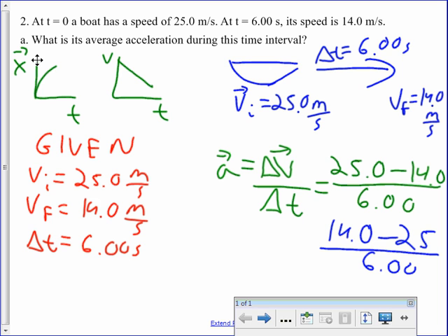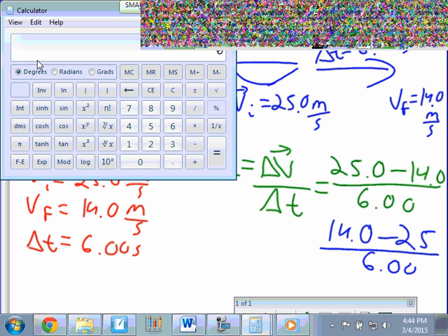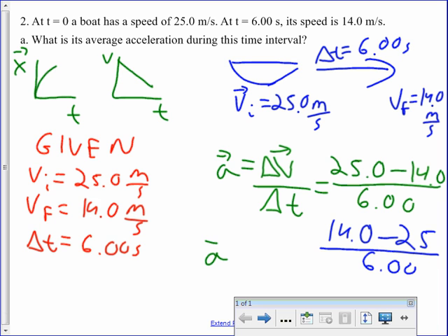Or, if you're going to do it the way I did it conceptually, you need to make sure you add a negative sign at the end. Either way, 25 minus 14 equals 11, or 14 minus 25 equals negative 11. Those values divided by 6 would be equal to 1.83 or negative 1.83. Because we know that the velocity is slowing down, my acceleration needs to be opposite of it. Because my velocity values are positive, my acceleration values are negative.